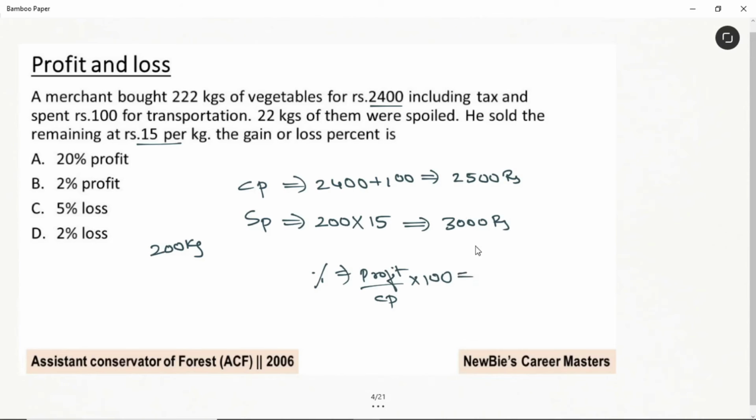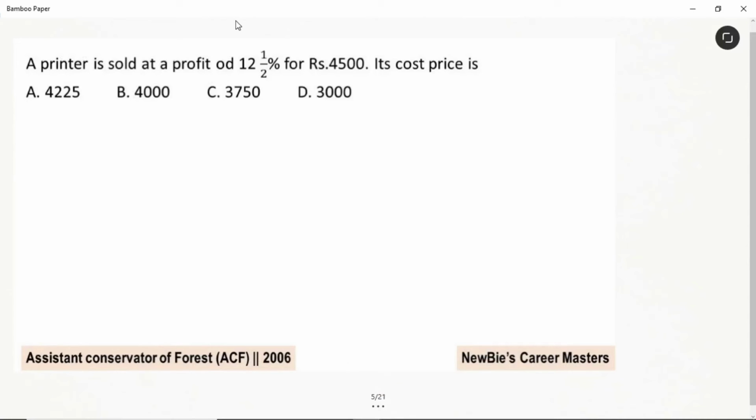So profit is 500 rupees. Correct? Difference between cost price and selling price is the profit. So profit is 500 rupees and the cost price is 2500, into 100. What you will get? 20% profit. Now you have to take option A, 20% profit. Simple.